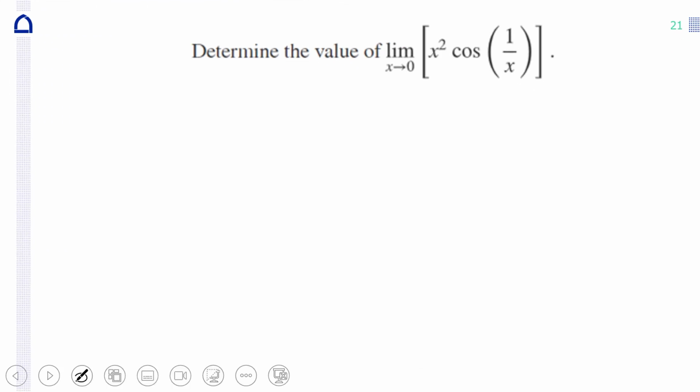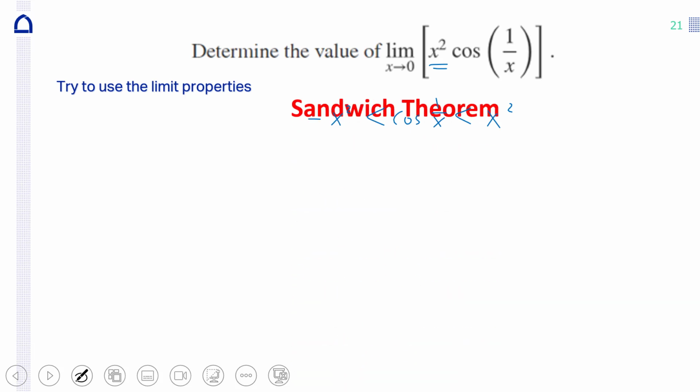Let's go for this one. I know I can work it out with this one. So if I take the negative one and the positive one, I will find cosine 1 over x in between these two, right? You can check by graphing, right? So this is the sandwich theorem. Now take the limit for this one.